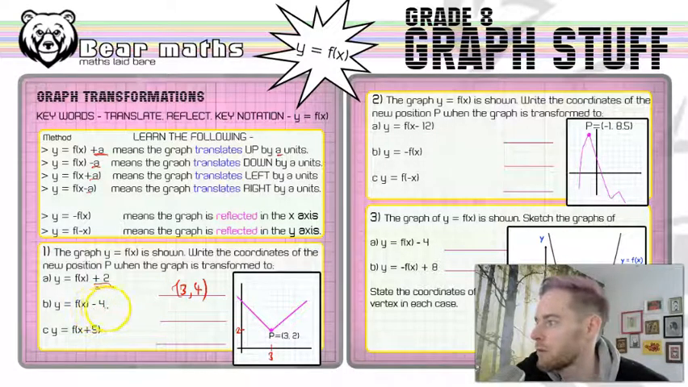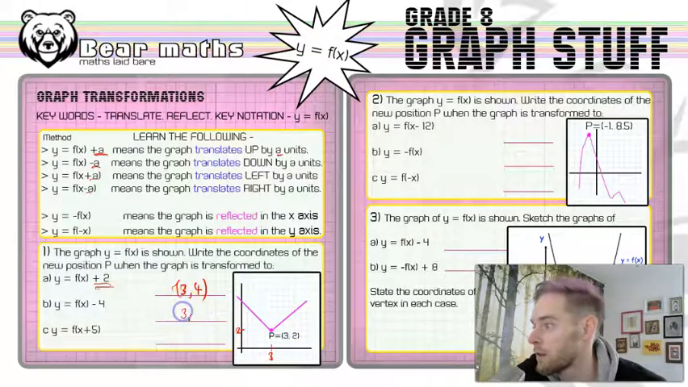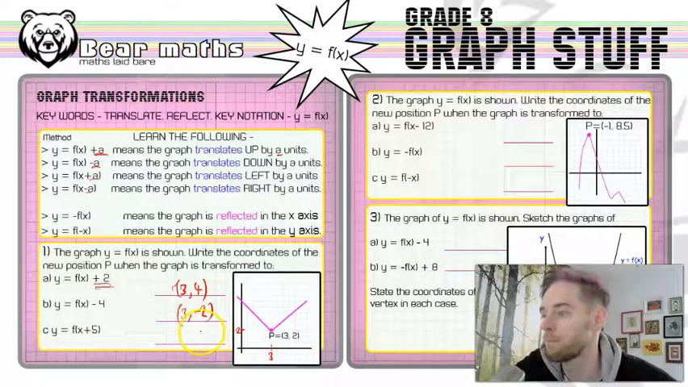We've got minus 4 on the outside of the function of x this time, and that's just going to mean that it's going to move down by 4 units. So it moves down by 4, which is going to make it minus 2. So the x coordinate is still the same, but the y coordinate is now minus 2.